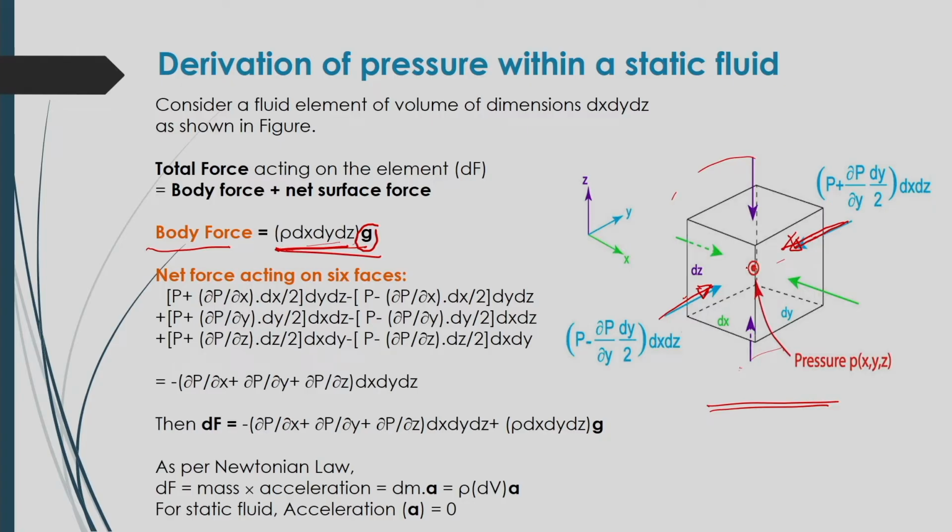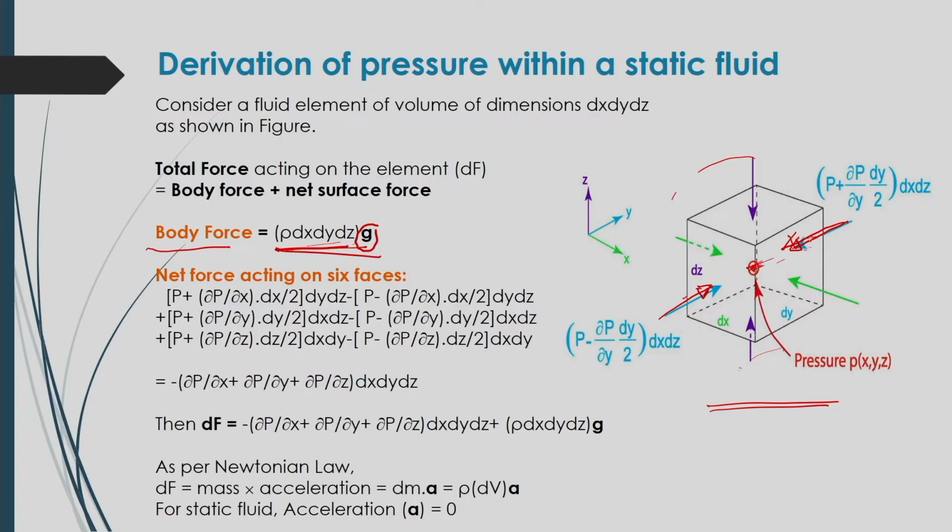So here, since the distance from the center to this face is dx by 2, if you multiply this pressure gradient over this dx by 2 distance, then we can have that pressure difference over this dx by 2. So this pressure difference will give you the pressure at this surface there.